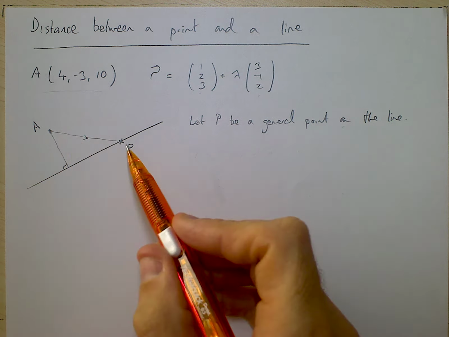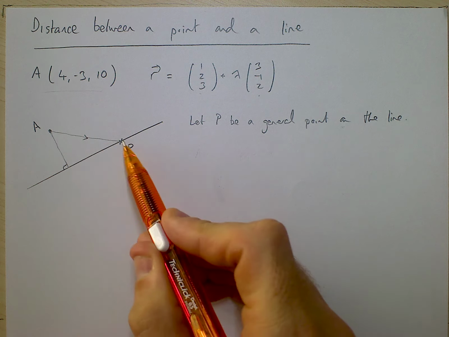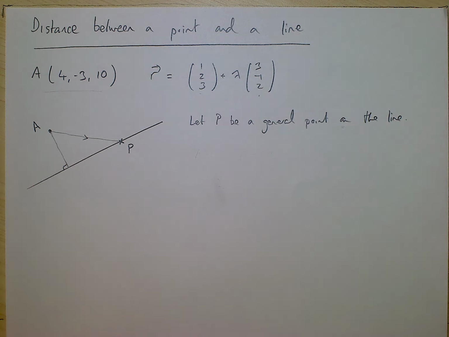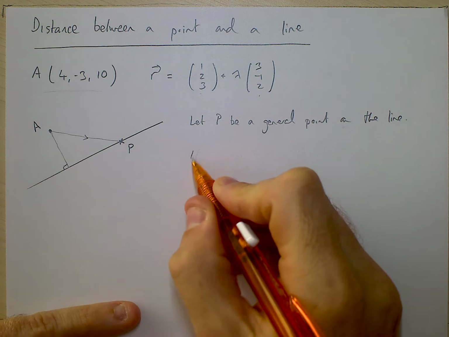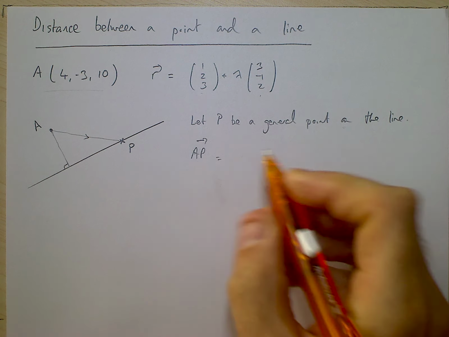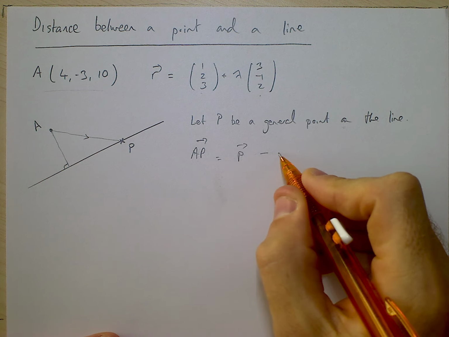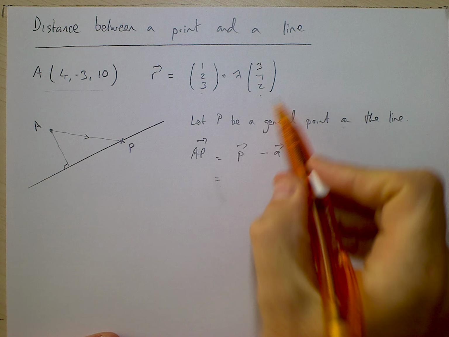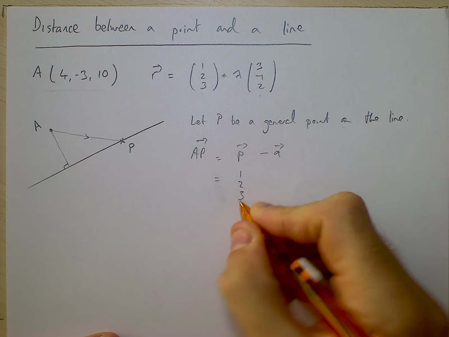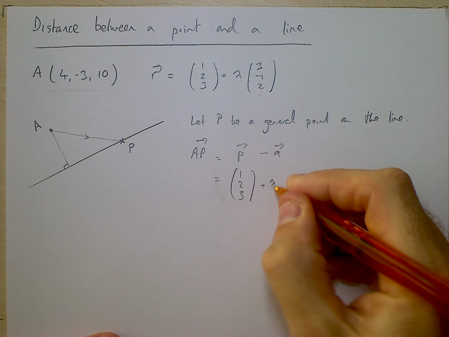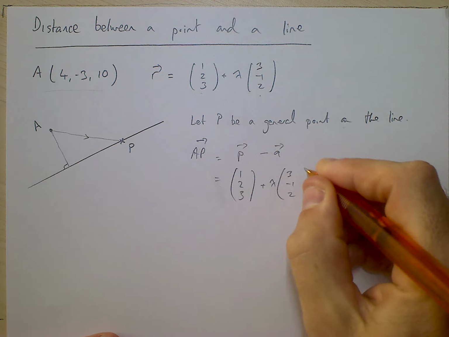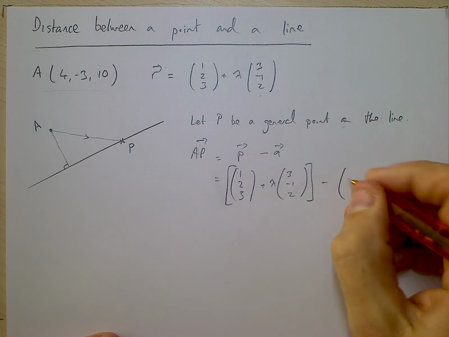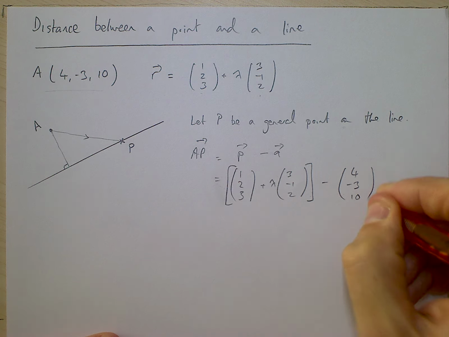I'm going to start, though, by finding a vector from the point A to a general point on the line. And this point is going to be able to move along depending upon the value of lambda. So I want to find the vector AP, which I can find by doing vector P minus the position vector of A. If P is a general point on the line, then its position vector is this: (1, 2, 3) plus lambda (3, -1, 2). Subtract the position vector of A, which is (4, 3, 10).